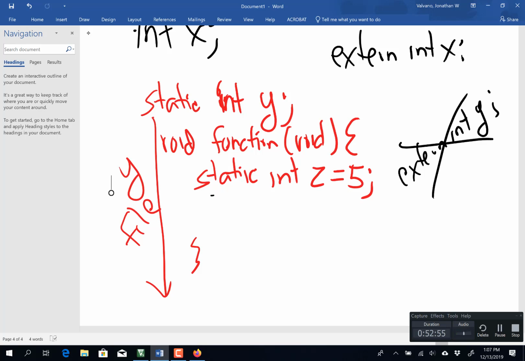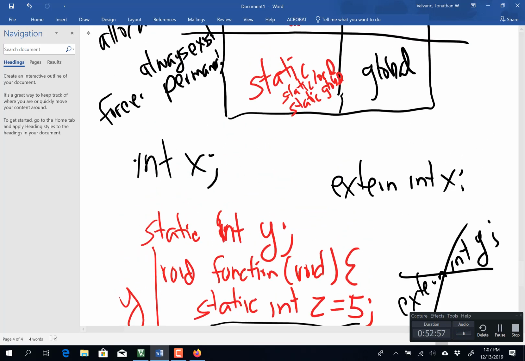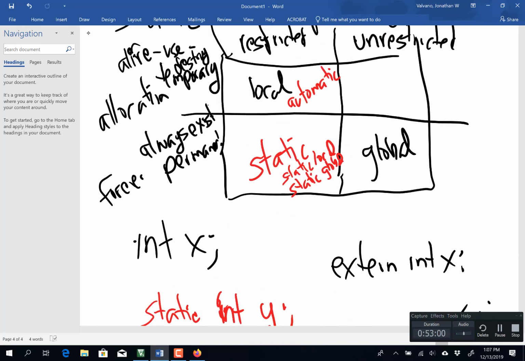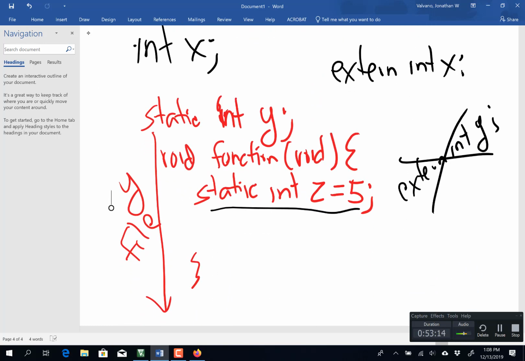Okay. Where is z located? Permanent or temporary? Permanent. That's what a static is. So where is it? In RAM. Now the only tricky part is when is it initialized? Once. The first time through or during reset, it'll set z equal to 5, and all the other times through it will not reinitialize z equal to 5. That's just the way they work.